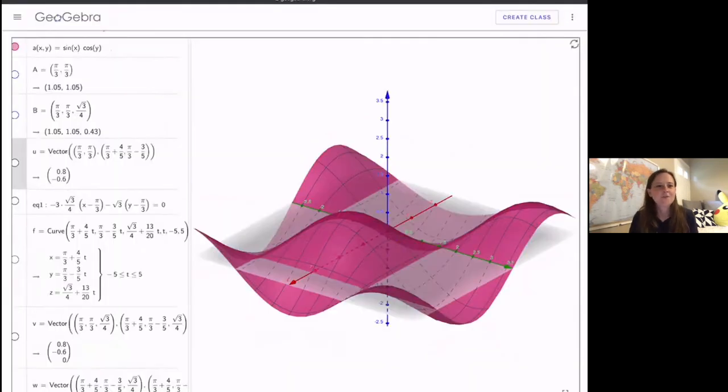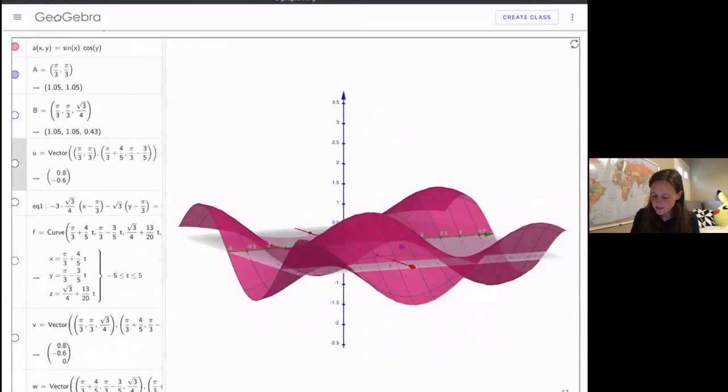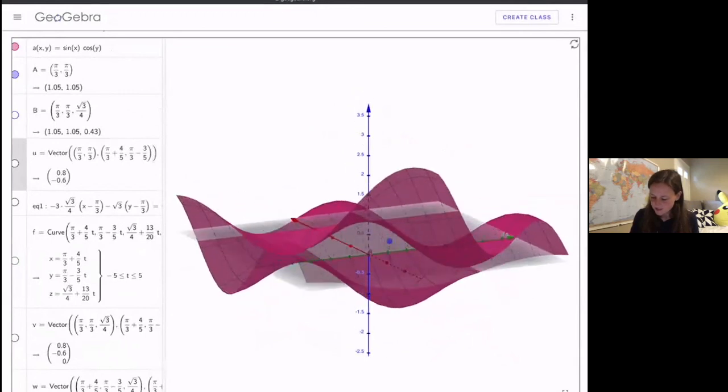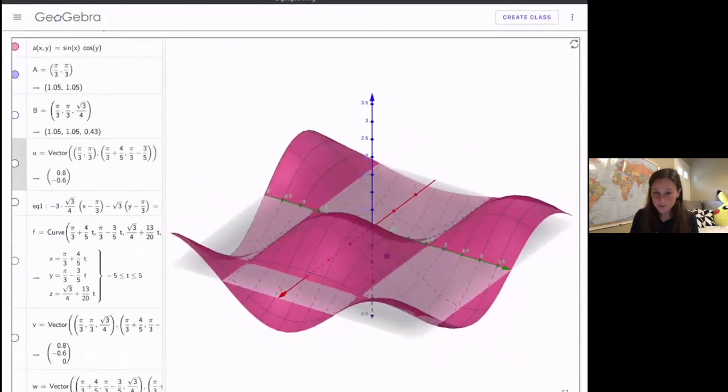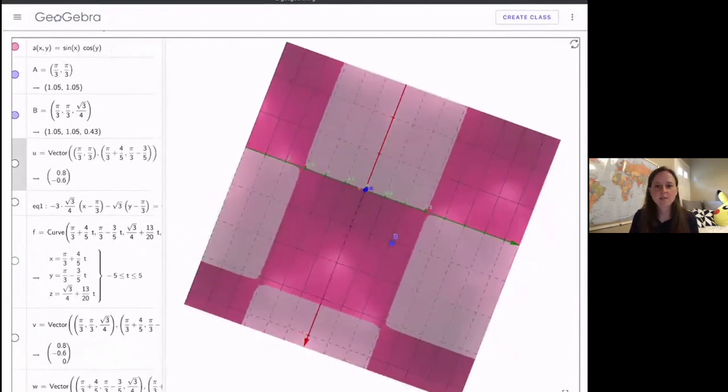All right, so here's our surface, sine x times cosine y. And we were given the point pi over 3 comma pi over 3. So let me turn that point on. So this is the point that's down in the xy plane. You can see that's in the xy plane. It's not on the surface. Okay, so the directional derivative does go up to the surface. We've got that point on the surface that's right above that point that was given to us.